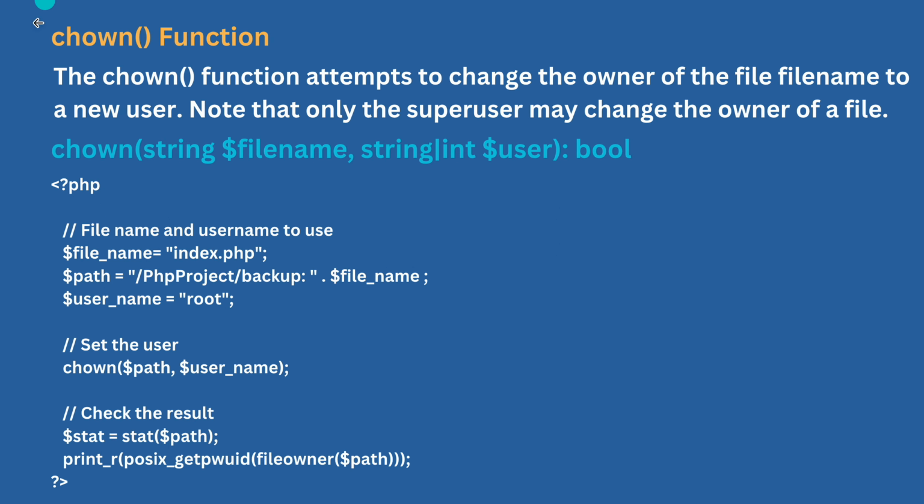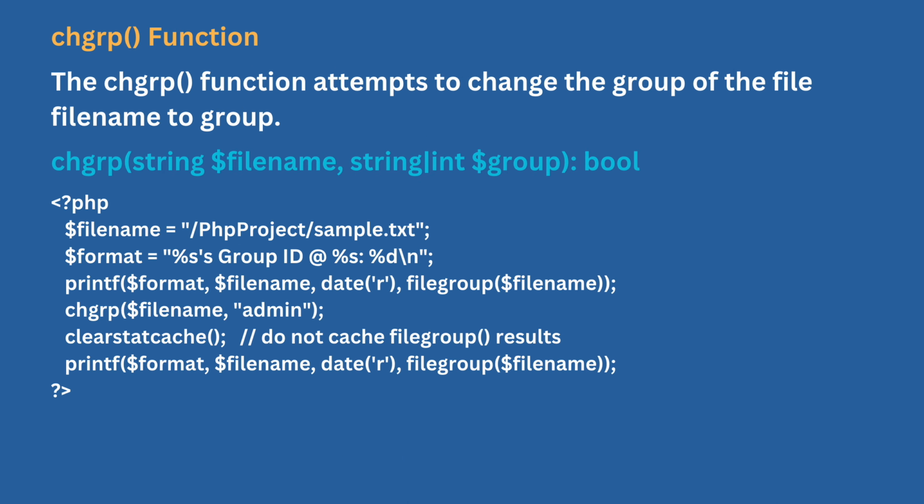Like you are changing ownership here, multiple users can be there, and the super user will change the owner of that file, right? Now chgrp, change group. The change group function attempts to change the group of the file name to a group. So there is some file, right?